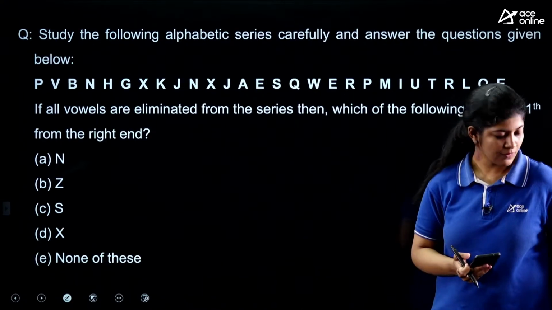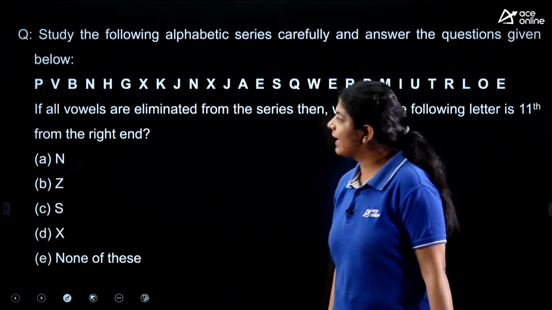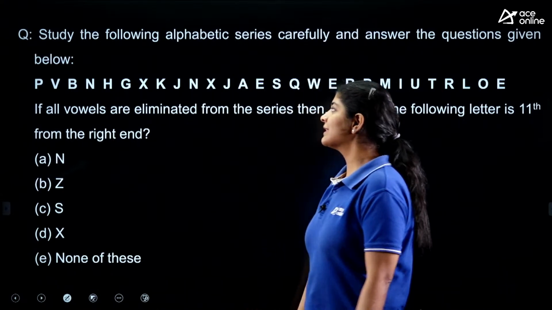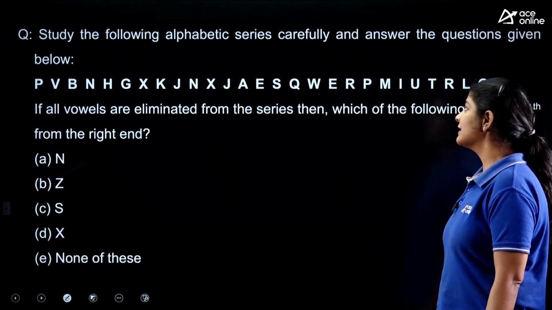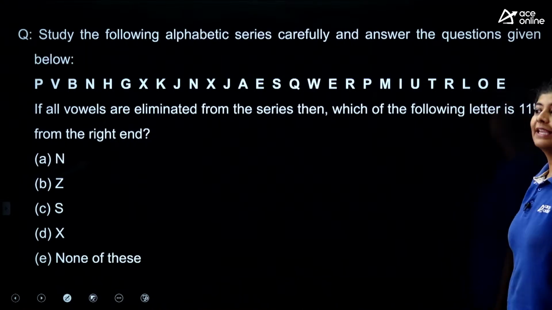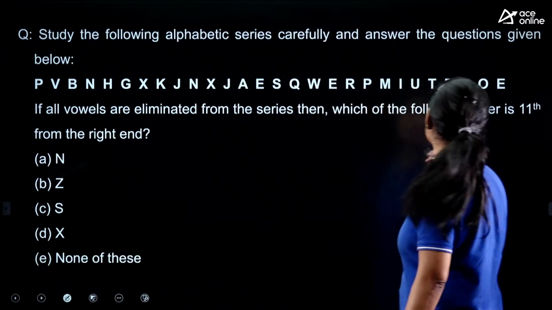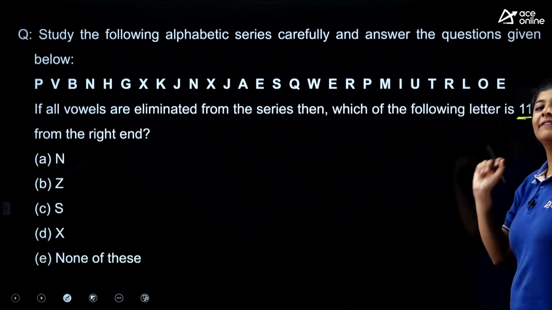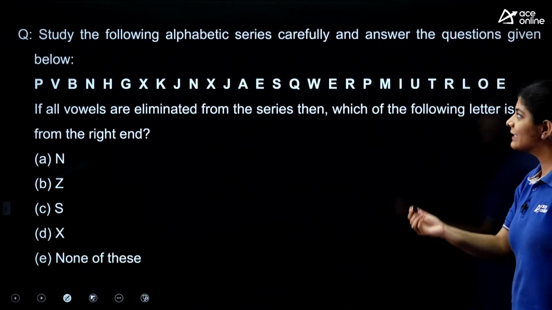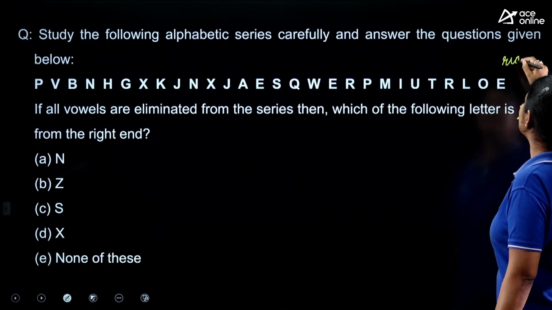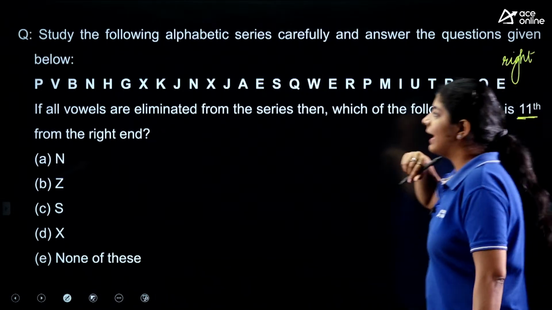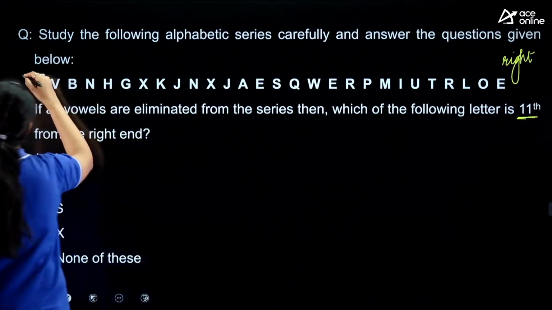Next. The next one says that if all the vowels are eliminated from the series, then which of the following letters is 11th from the right end? We have to figure out the 11th letter from the right end. We recently discussed that this is my right end, right? And that's my left end.